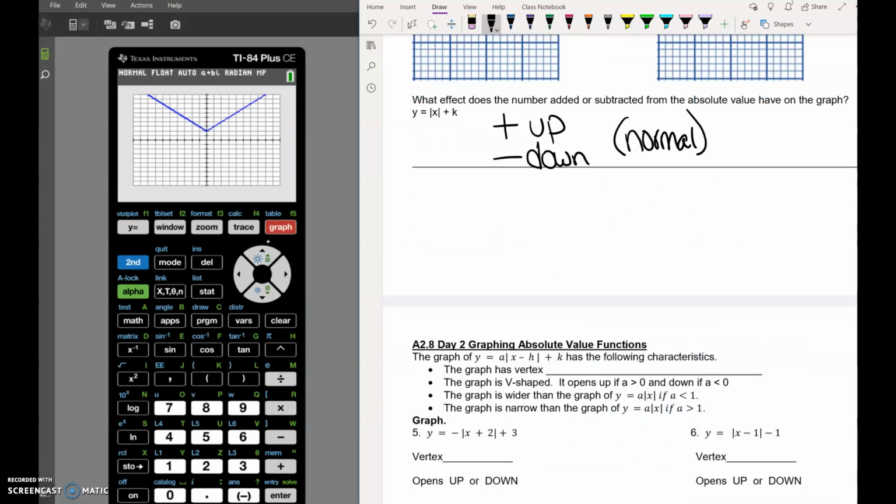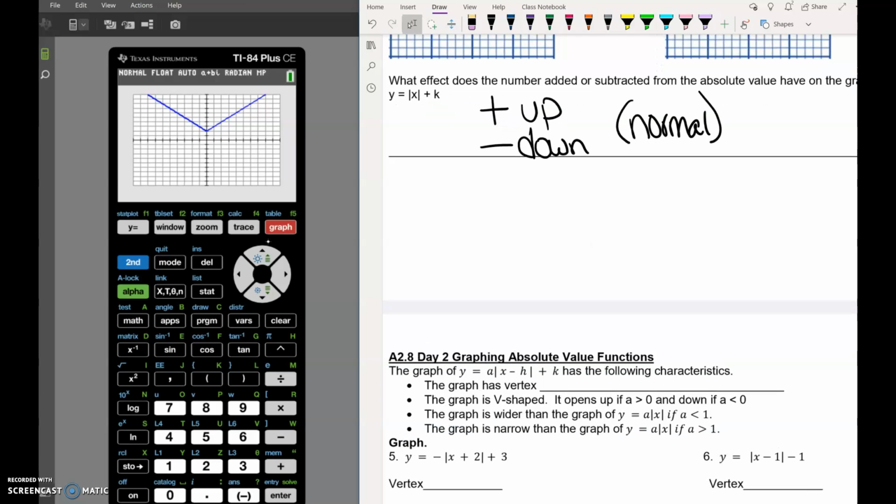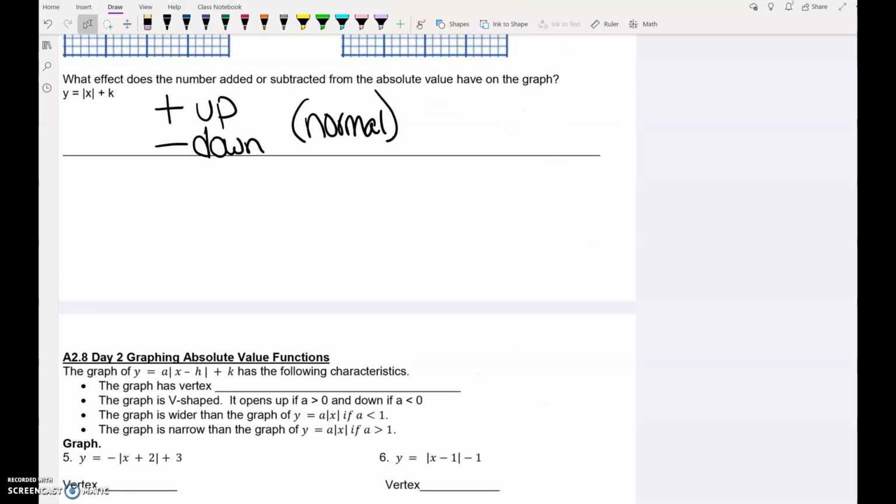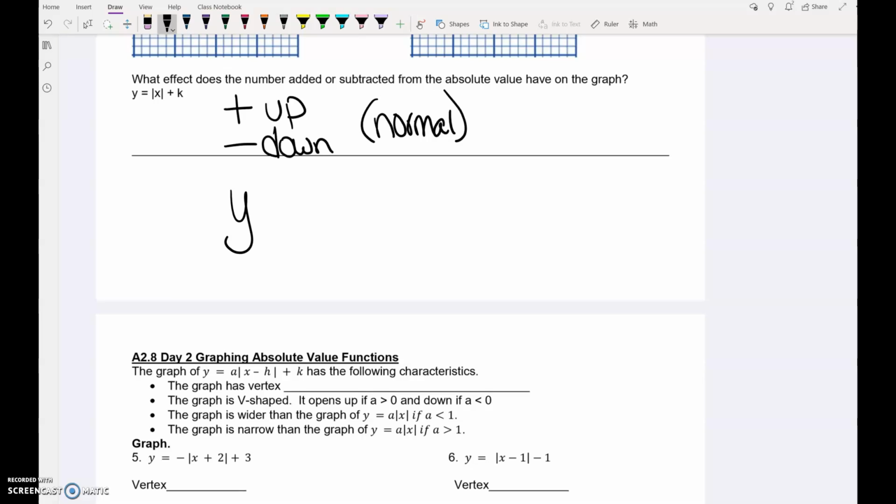Let's sum up everything that we've learned. I want you in this space here to write in y equals a times the absolute value of x minus h, plus k.